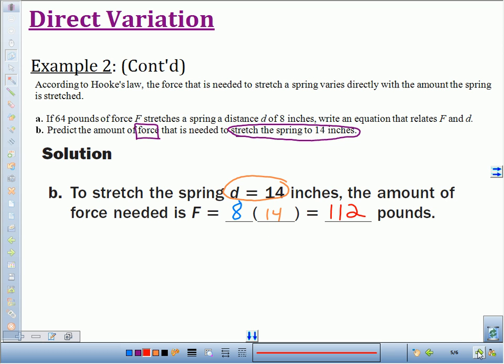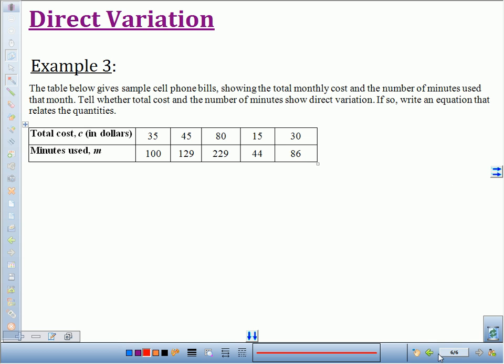All right, we have one last problem we're going to look at. Example 3 here. And what we've got is we're being asked to use ratios, fractions, to identify direct variation. We've got a table that has cell phone bills, cost versus minutes. Now, we want to tell whether the total cost and number of minutes show direct variation.